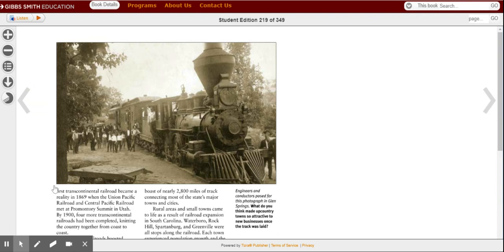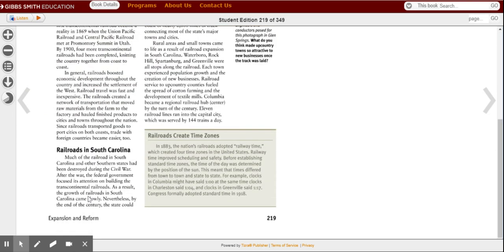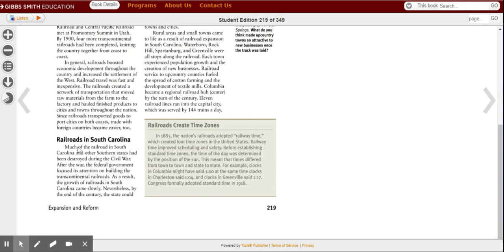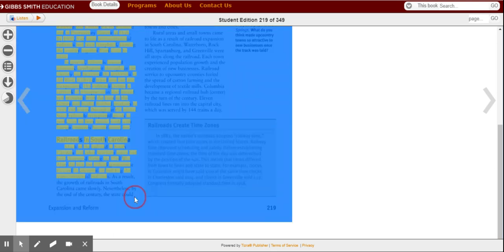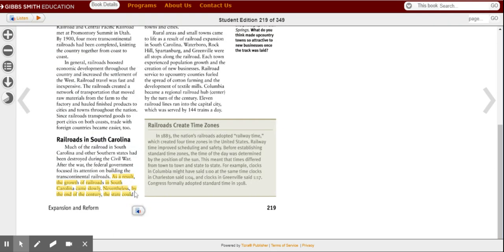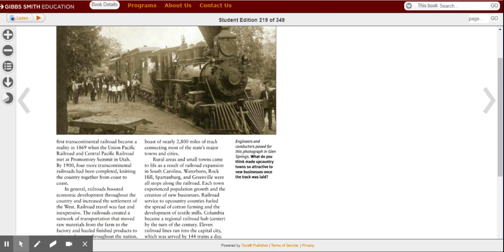So railroads play a huge part in this, guys. Let's look at railroads in South Carolina real fast. Much of the railroad in South Carolina and other southern states had been destroyed during the Civil War. And after the war, the federal government focused its attention on building the transcontinental railroads. As a result, the growth of railroads in South Carolina came slowly. Nevertheless, by the end of the century, the state could boast nearly 2,800 miles of tracks connecting most of our major towns and cities. So, guys, railroad played a massive part.